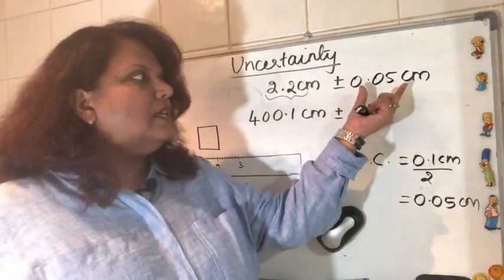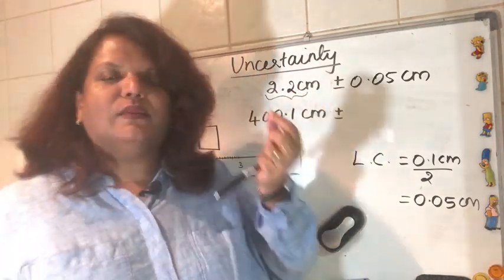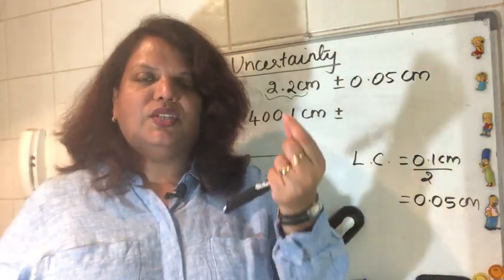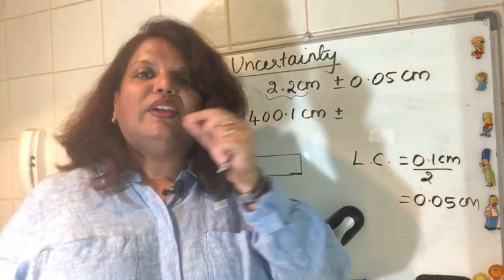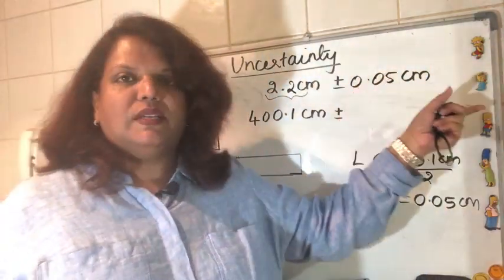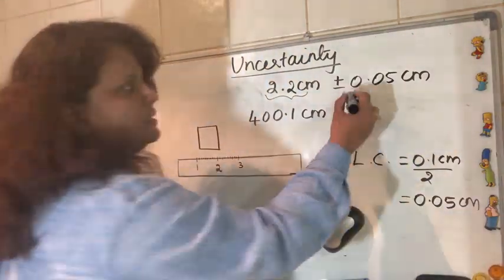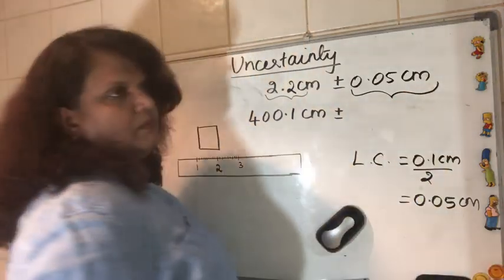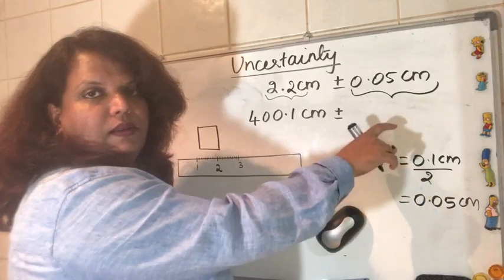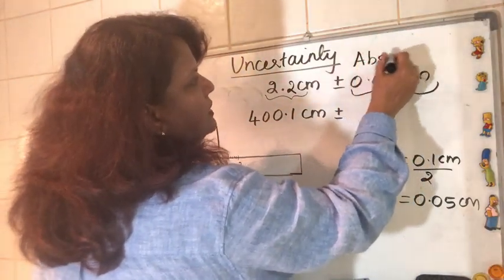So this is the uncertainty in your measurement. When you write a value using a meter rule, whose smallest division is 0.1 centimeter, your reading may be away either more by 0.05 centimeter or lower by 0.05 centimeter. Now this value that you get by dividing the least count by 2 is termed the absolute uncertainty.